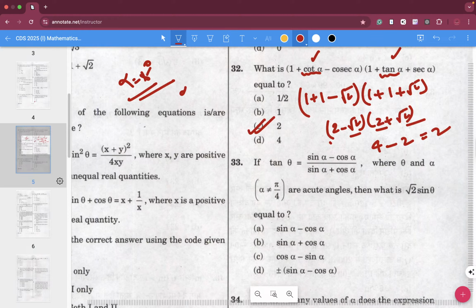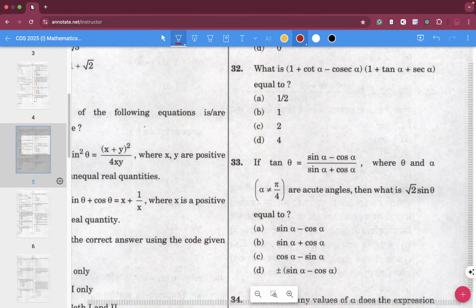You can take any other value, alpha is equal to 60, alpha is equal to 30. As long as you are not taking any values which we cannot define properly, you are good to go, right? As long as you take values which we can define easily, you are good to go, right? Okay, so now we will move to the next question, question number 33 in that case.